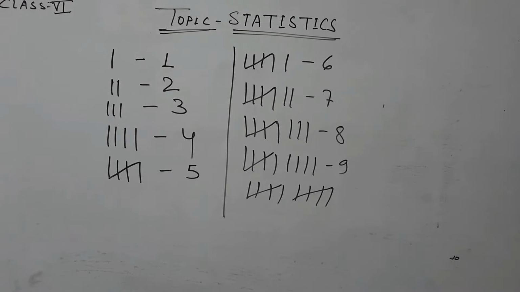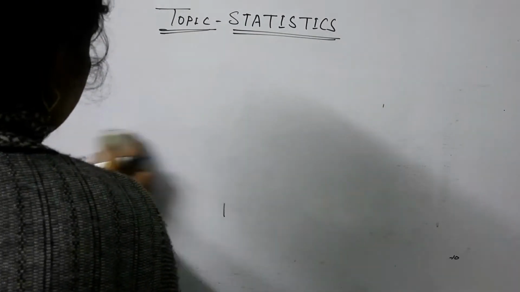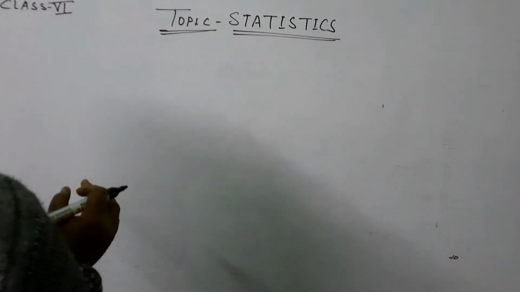Now, in the same way, the second question is here. The maximum daily temperature of a city in degrees Celsius between 1 April 2005 and 15 April 2005 was recorded. Data is given, and with the help of the data we have to make the table, draw the tally marks, and also write the frequency.